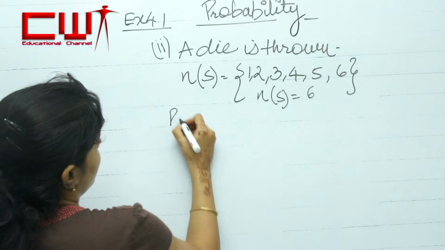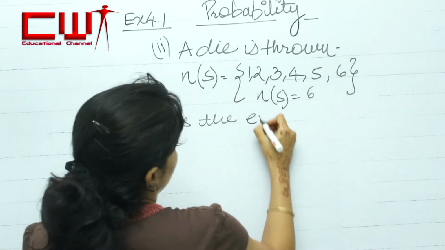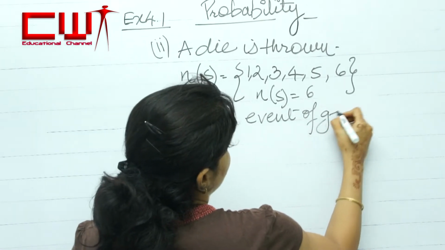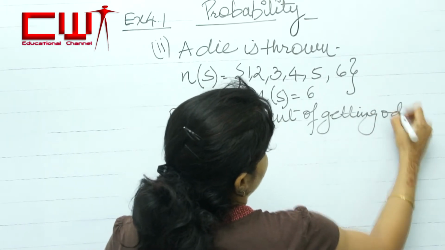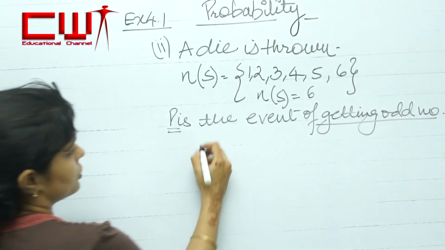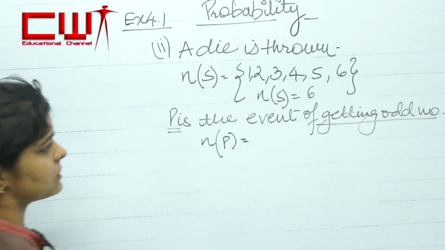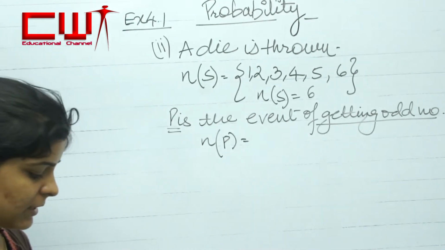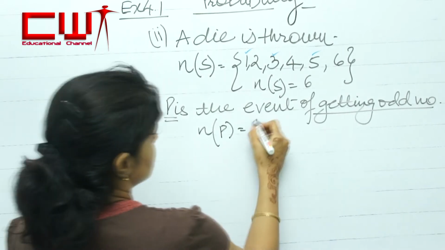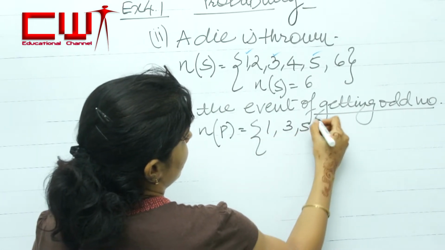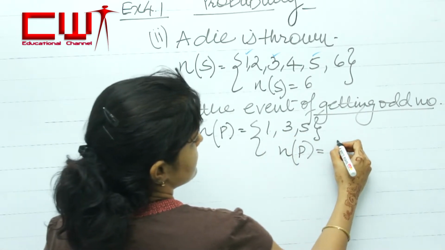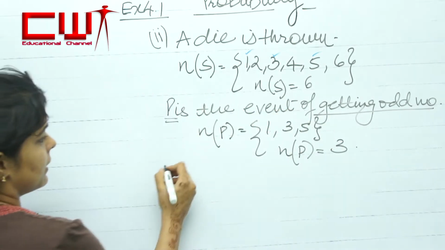Now they are asking P is the event, again putting up a situation. P is the event of getting an odd number. How many odd numbers are there? 1 is an odd number, 3 is odd, and 5 is odd. Just write here first: 1, 3, 5. Close the brackets. N of P, how many numbers? 1, 2, 3. So the answer is 3.